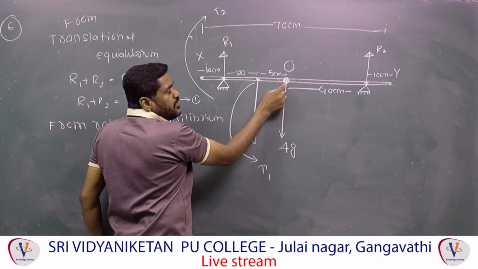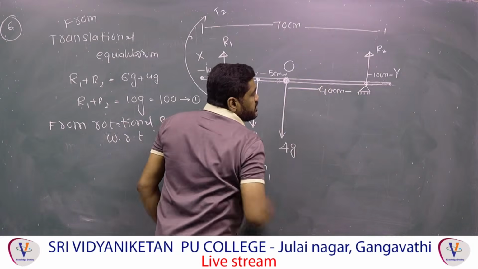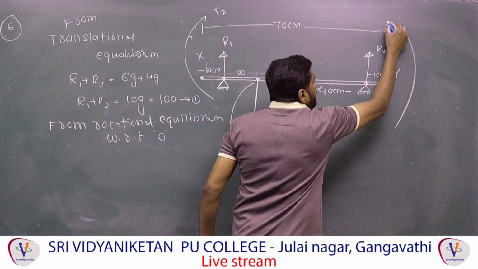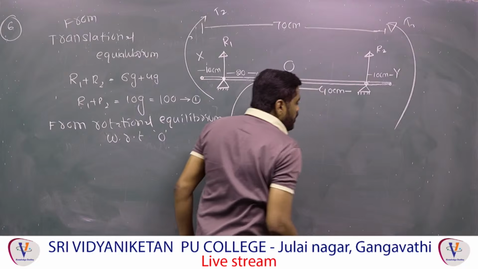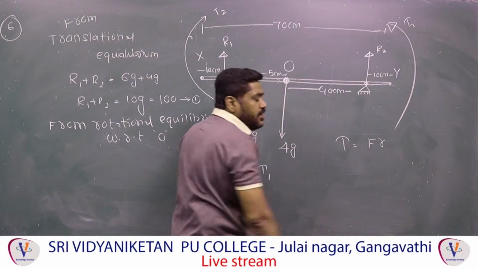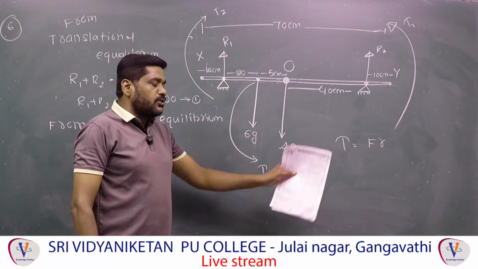So for example, with respect to this point, if you keep the right hand like this, it is turning like this. Therefore, this is producing an anti-clockwise torque, that is tau 3. For the torque formula, torque is equal to force into the perpendicular distance from the point from where you are measuring the torque. Therefore, tau is equal to F into R.